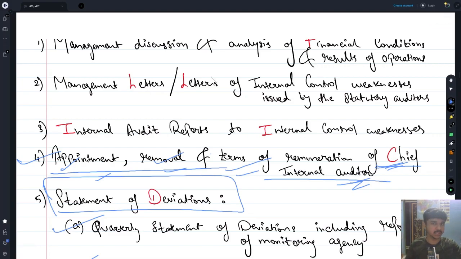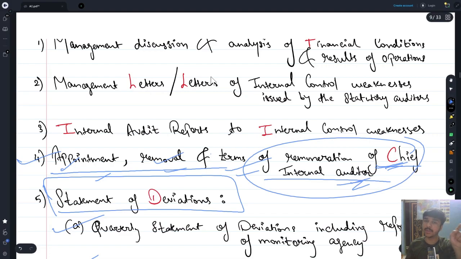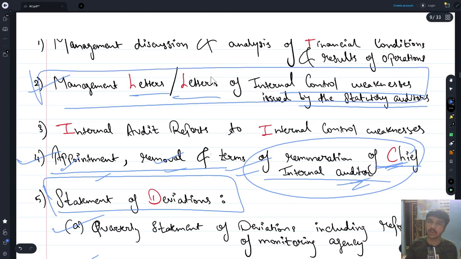Now what is the management going to do? It is going to write a letter or report to this chief internal auditor that if you don't show me the reasons why these deviations are there, you are dead. So the management now wrote letters of internal control weaknesses issued by the statutory auditors. This is going to be the next mandatory review area of the audit committee.